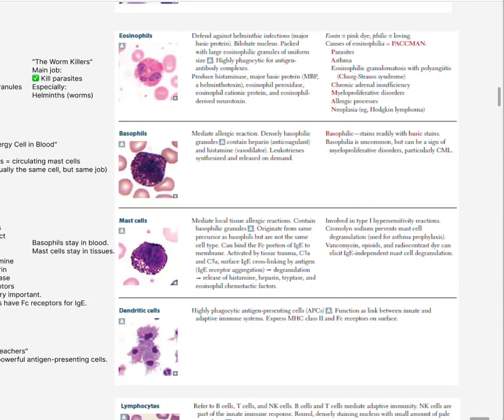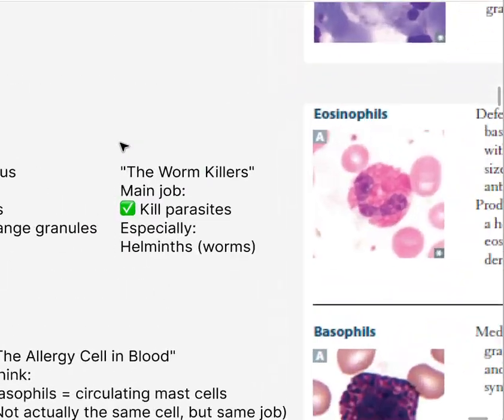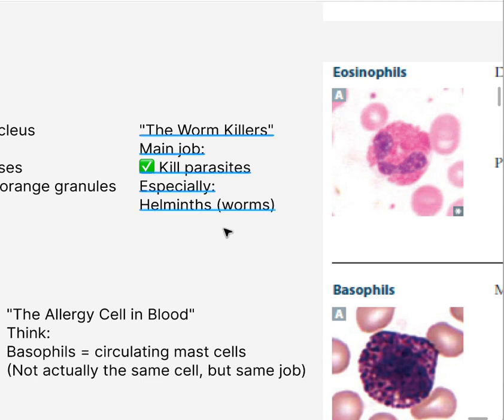Now let's move on to understanding the granulocytes and dendritic cells, right? So let's first look at our eosinophils. The eosinophils are basically the worm killers. Their main job is to kill parasites, especially the helminths. The helminths are the worms, right?